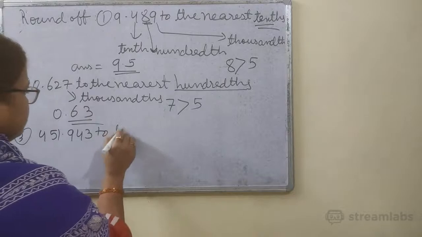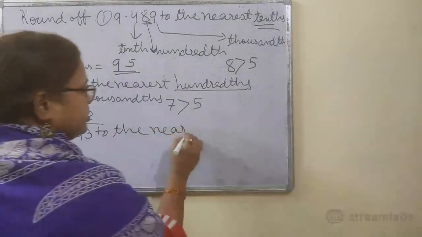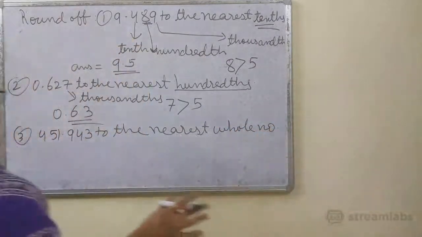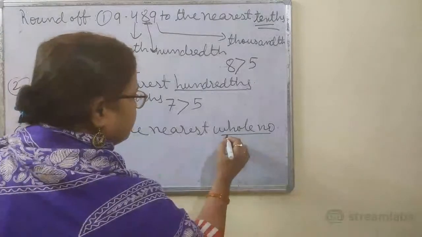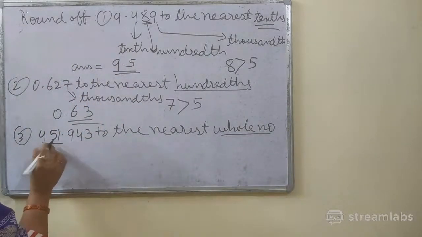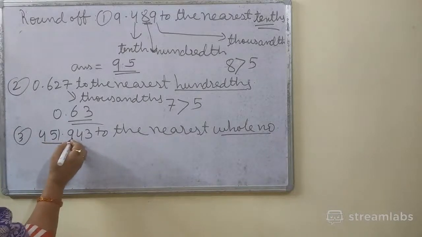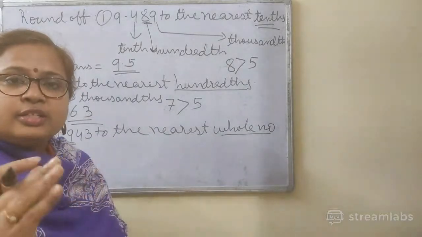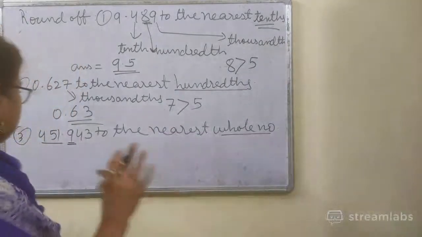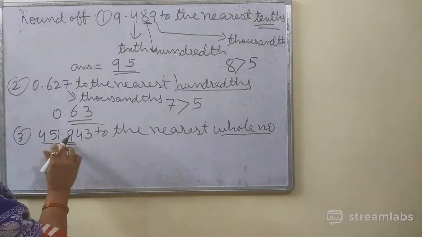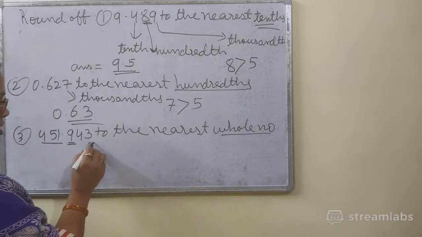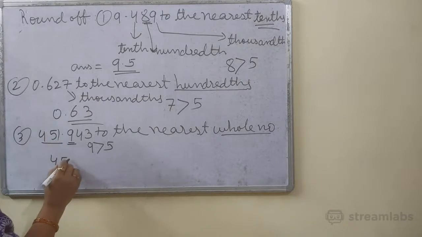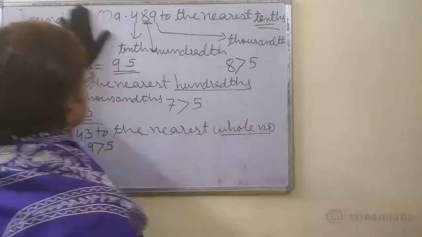451.943 to the nearest whole number. To the nearest whole number. Clear? Again it is asked about the whole number. Which one is the whole number? This one is the whole number. Clear? Means after this, which digit is here? This one. So always we see the number which is next to the one asked in the question. So it is asked about a whole number, we will see the next number. Okay. And this 9 is greater than 5. Okay. So what will happen? This 1 will become 2. Few more questions.